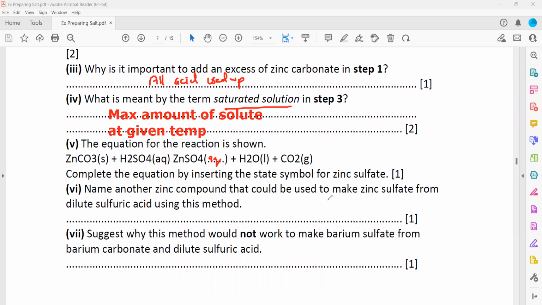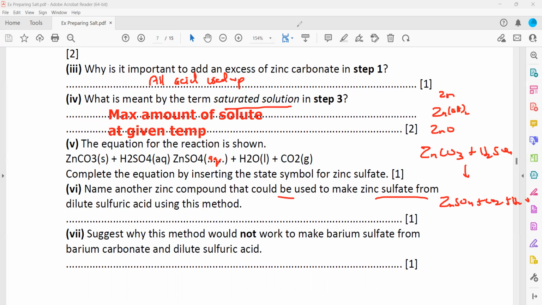Name another zinc compound that could be used to make zinc sulfate from sulfuric acid. So here we were using zinc carbonate reacting with sulfuric acid to give zinc sulfate plus carbon dioxide plus water. What else can we do? Instead of zinc carbonate, we can use zinc oxide, we can use zinc hydroxide, we can even use zinc metal. So you can mention zinc oxide.